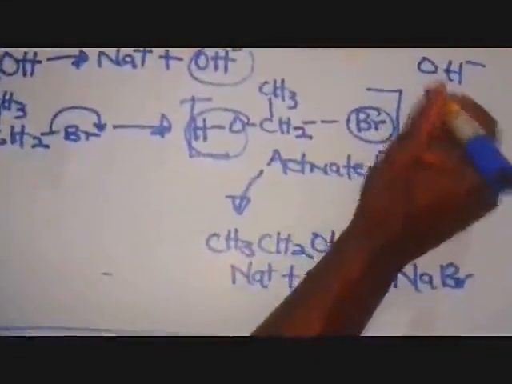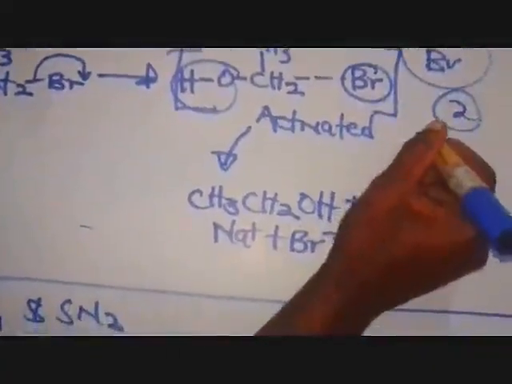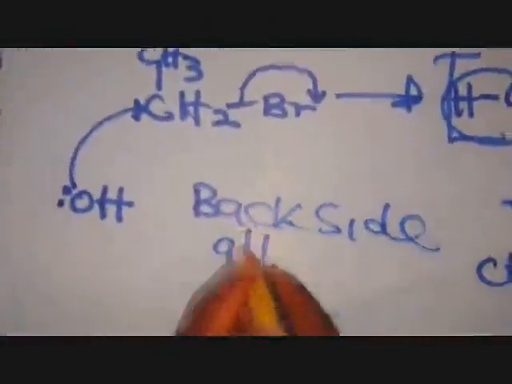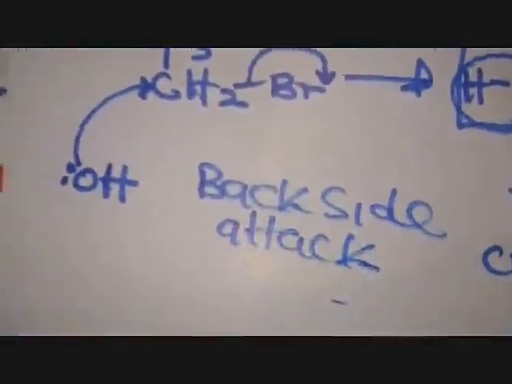then we have the Br. This one is going away, this one is coming. So because of these two species, it becomes order 2, bimolecular, which gives it order 2 if you go to chemical kinetics, and it makes it SN2. Now, what we are saying in SN2 is that the backside attack is possible. Why is it possible?